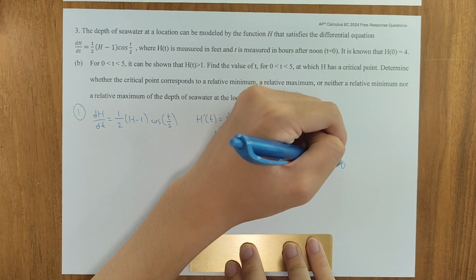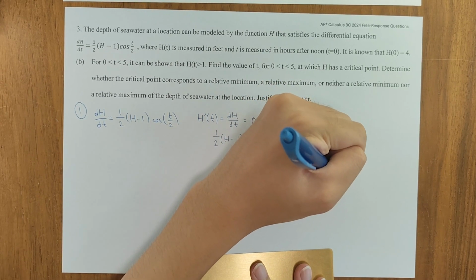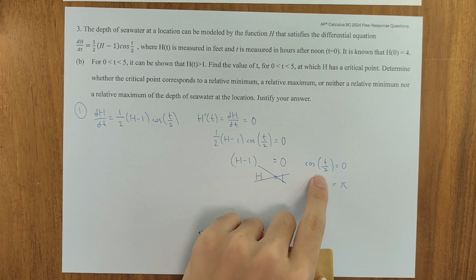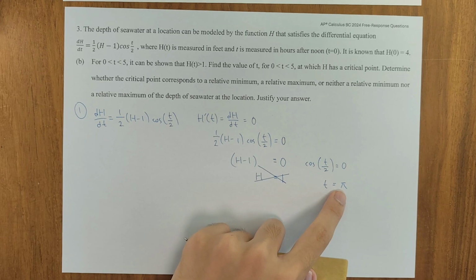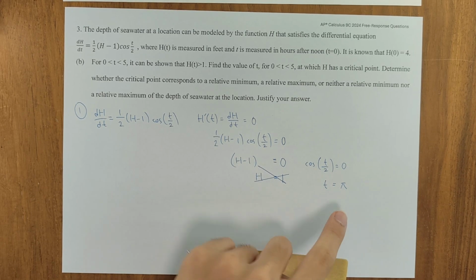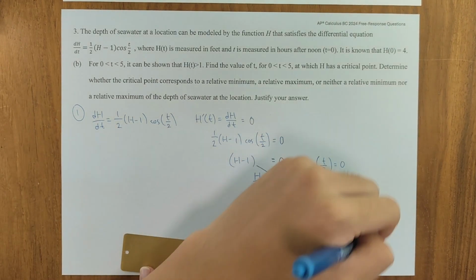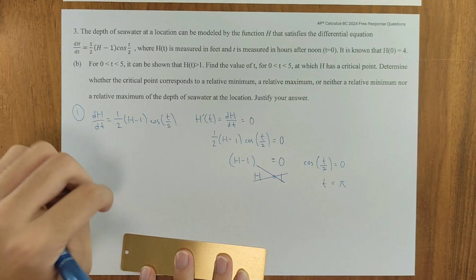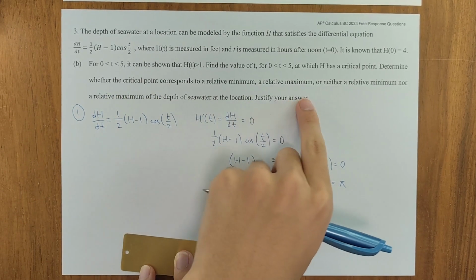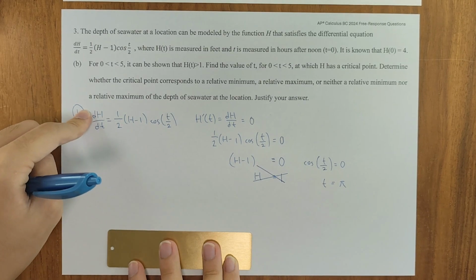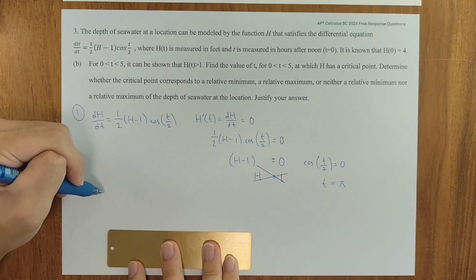Cosine(t/2) equals 0. This gives t equals pi, because cosine(pi/2) equals 0. So t equals pi is a critical point. Now we have to find whether the critical point is a relative maximum, minimum, or neither. Let's first do the first method, which is finding those intervals.